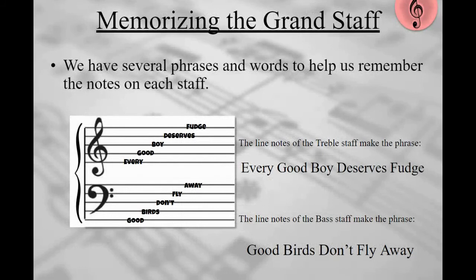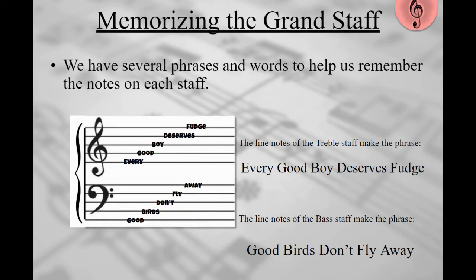Now, when we're first doing this, sometimes it can be hard to remember all of our different lines and spaces. So what we do is we have phrases and words that help us remember those notes. So if we're trying to remember what our line notes are on the treble staff, we use this phrase right here: Every good boy deserves fudge. Because E, G, B, D, F is what those lines are in the treble clef. And then for the bass clef, those lines spell out, good birds don't fly away, G, B, D, F, A. All right, so we have our lines.